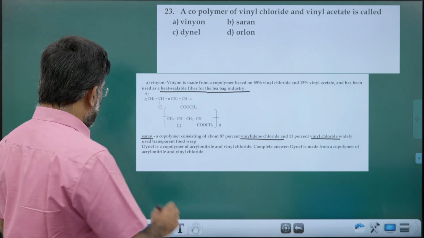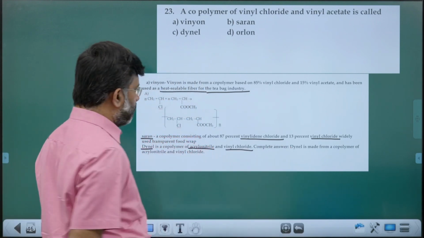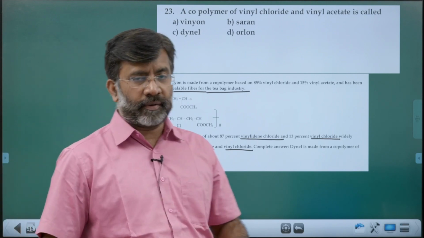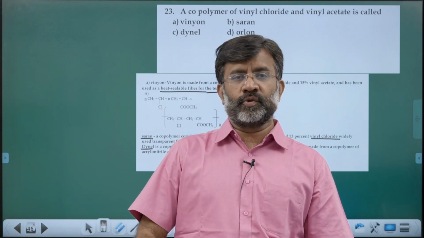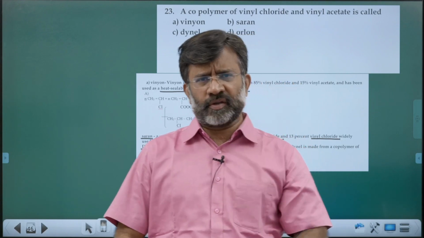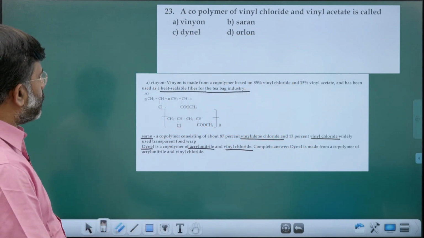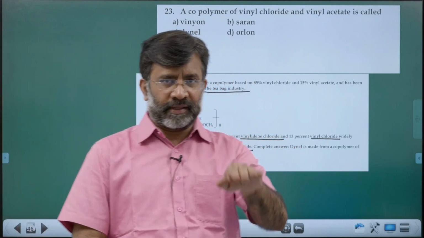Next one, dynel. Dynel is acrylonitrile and vinyl chloride. Dynel you might have heard about, used for making artificial wigs. All these have various applications; the famous application we are mentioning, that's all. So it is option A. Orlon, PAN, polyacrylonitrile, PAN referred in the text.